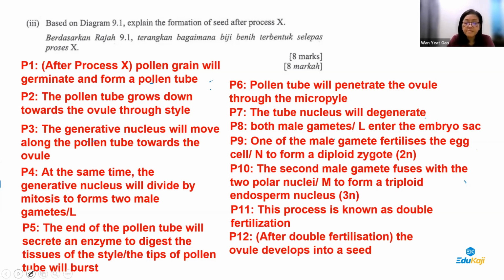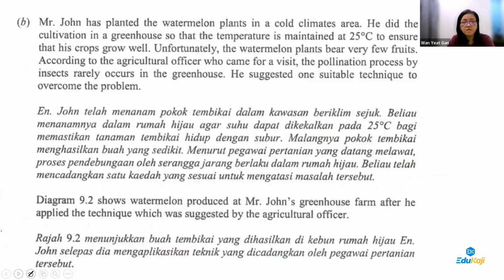So after double fertilization, the ovule will develop into the seed, while the ovary will develop into a fruit. Okay, Mr. John, let's go to question B. Mr. John has planted watermelon in a cold climate in a greenhouse so that the temperature is maintained at 25 degrees Celsius to ensure that his crops grow well.